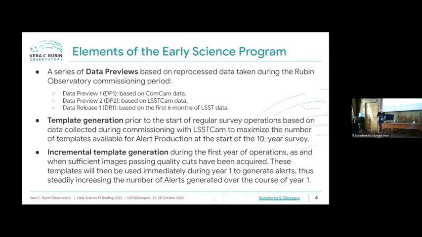Okay, so what are the elements of the early science program? We have a series of data previews. Many of you will be familiar with these already. In fact, many of you are DP0 delegates. These are based upon reprocessed data taken during the Rubin Observatory commissioning period. Data preview 1 is going to be a release of the ComCam data, all the data taken with the commissioning camera that Robert and Sandrine talked to you about yesterday, reprocessed with one version of the science pipelines and released through the Rubin science platform.